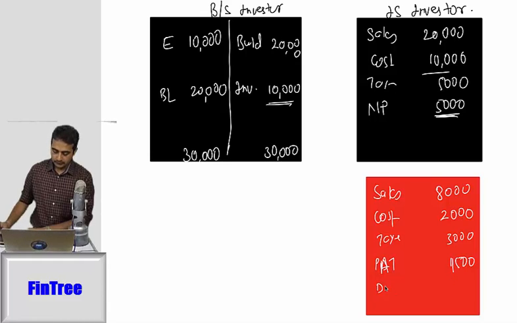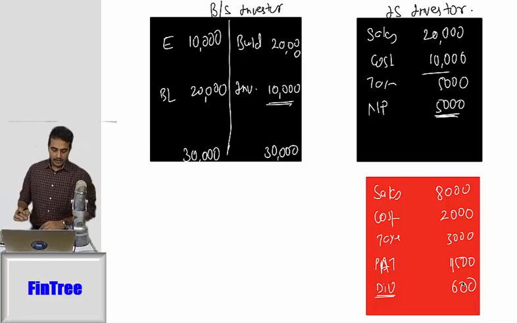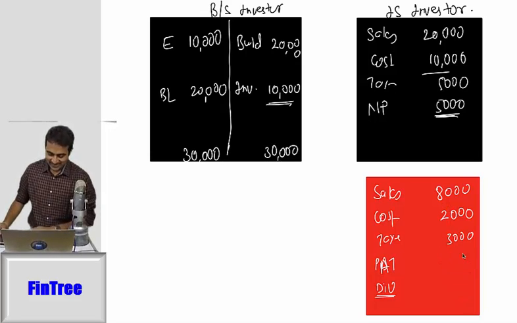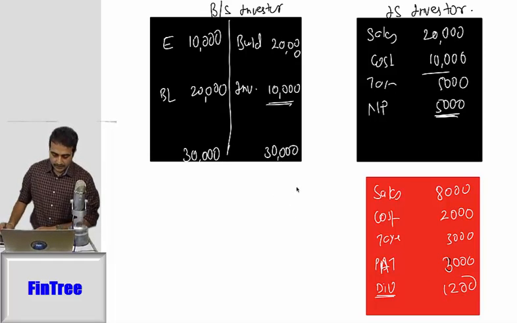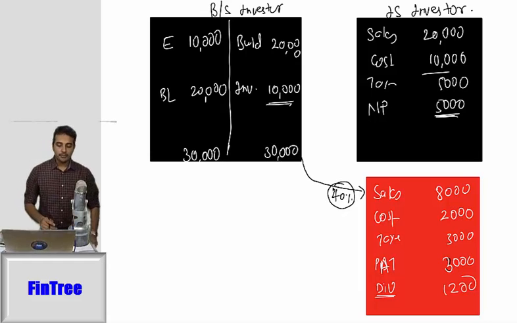dividend paid is 600. Assume that... what happened? PAT is 3,000, dividend 1200. Let us assume that investor has a 40% ownership in the investee.